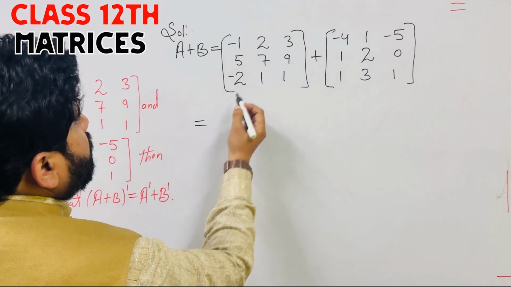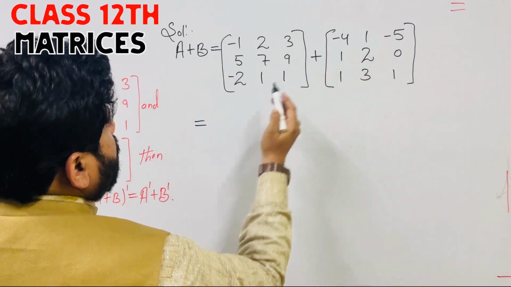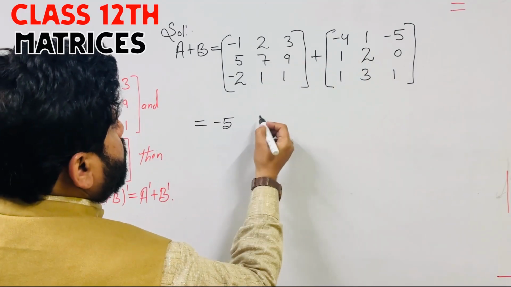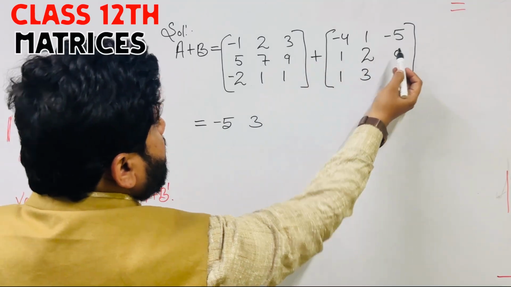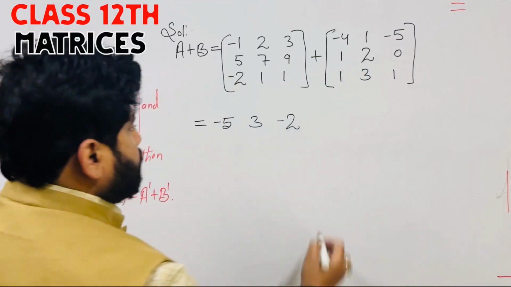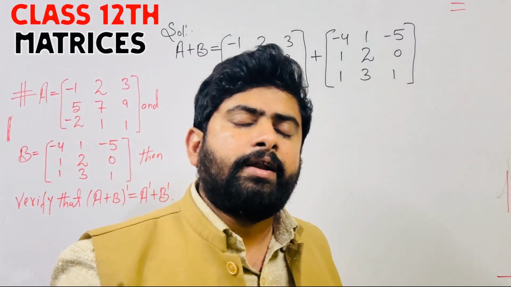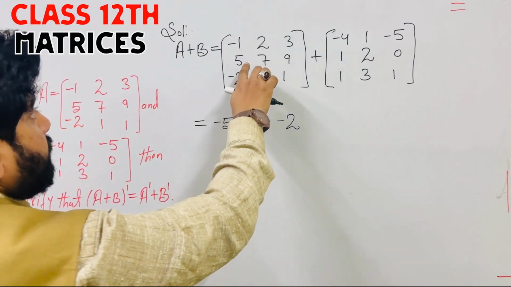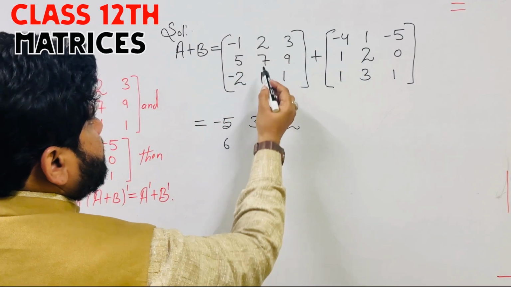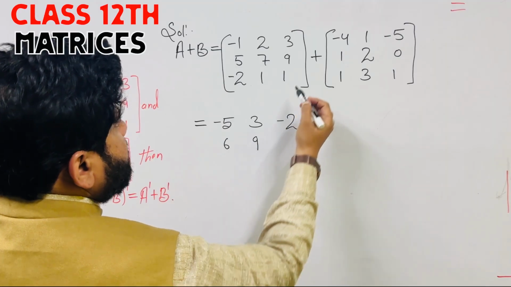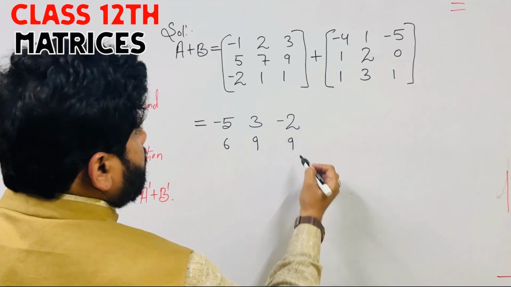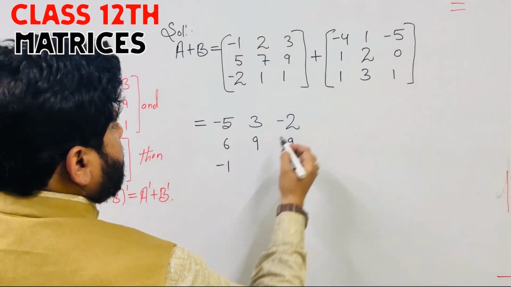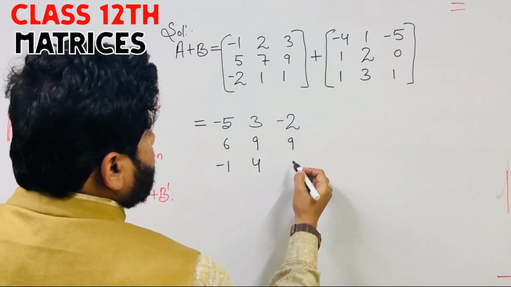Firstly, minus 1 and minus 4, that is minus 5. 2 plus 1 is 3, and 3 minus 5, that is minus 2. Is there any doubt regarding this? Then ask me. Now 5 plus 1, that is 6, 7 plus 2, that is 9, 9 plus 0, 9. Now minus 2 plus 1, minus 1, 1 plus 3, that is 4, 1 plus 1, that is 2.